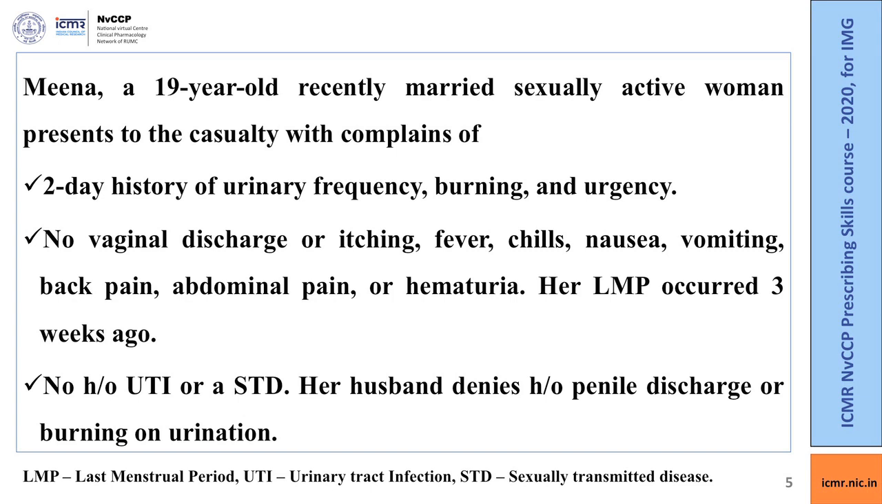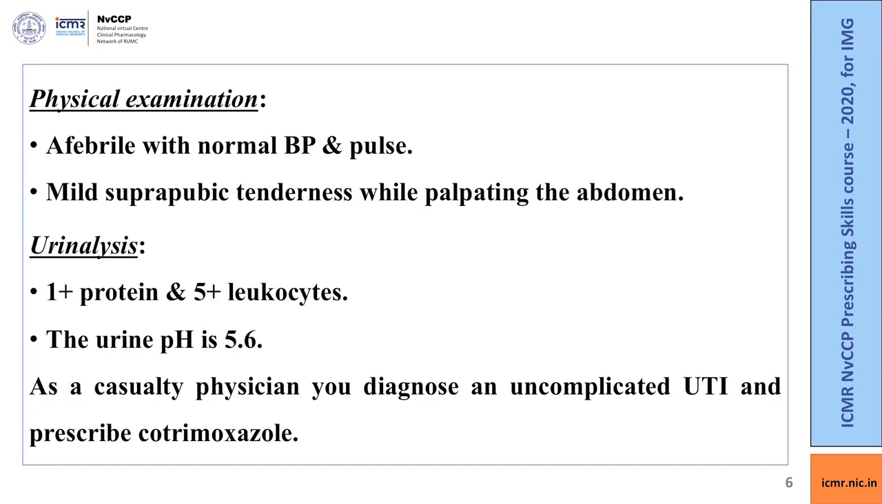Her last menstrual period occurred 3 weeks ago. Her husband denies penile discharge or burning on urination. On physical examination, she is afebrile with normal pulse and BP. There is mild suprapubic tenderness while palpating the abdomen. Urine analysis reveals 1+ protein and 5+ leukocytes. The urine pH is 5.6. The casualty physician diagnoses an uncomplicated urinary tract infection and prescribes cotrimoxazole.